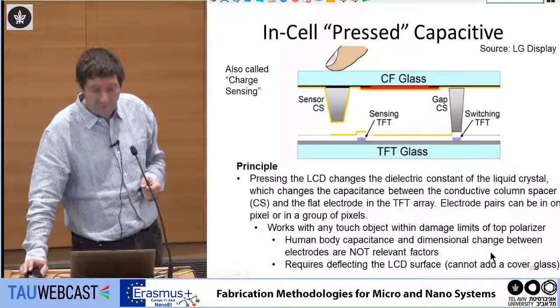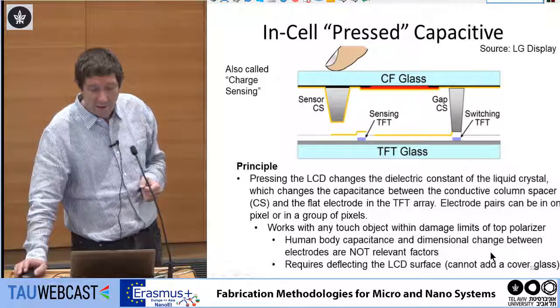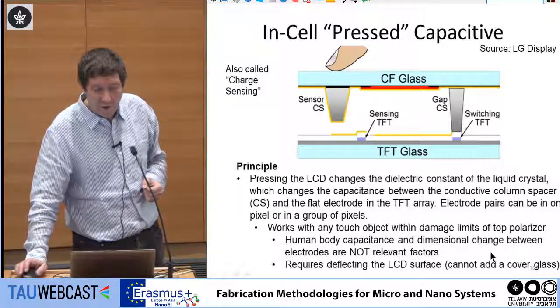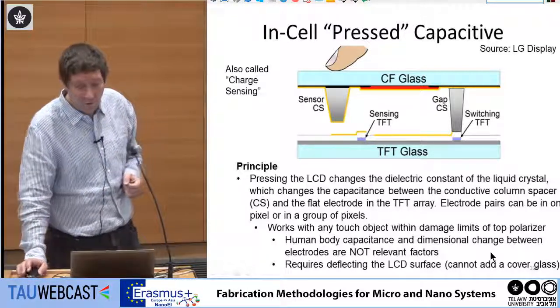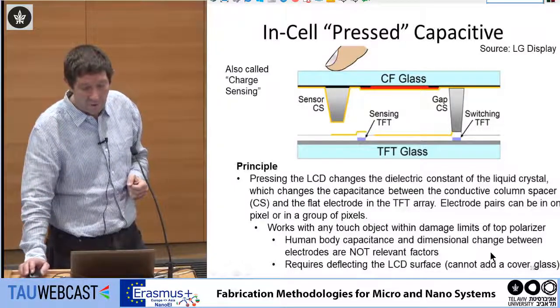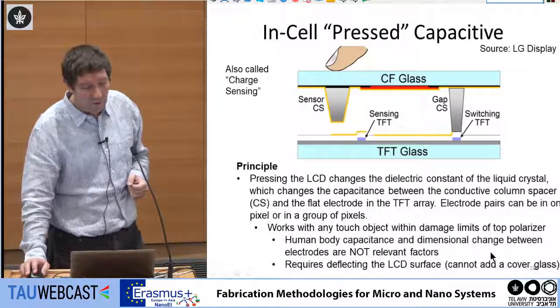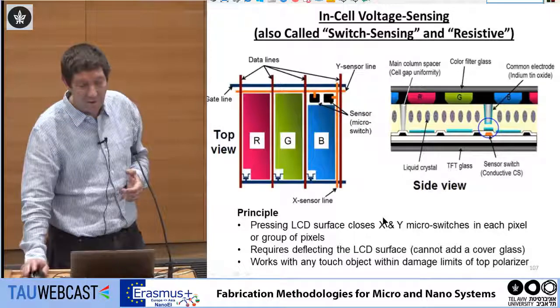This is another method, this is the glass. When you touch it, you are pressing the LCD, which changes the dielectric constant of the liquid crystal, which changes the capacitance between the conductive column spacer and the flat electrodes. The electrode pair can be on a pixel or a group of pixels. Works with any touch object, so this is also another innovation being investigated.